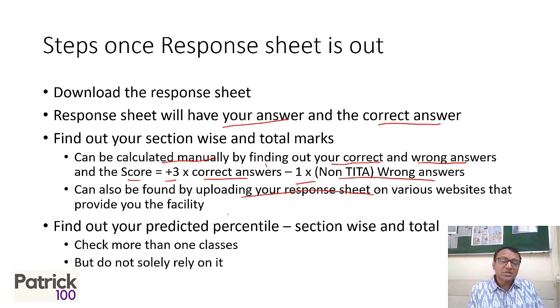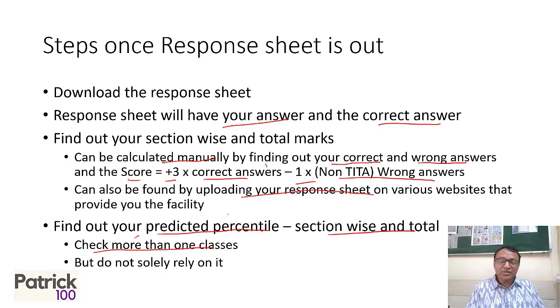Now, once you get your marks, find out the predicted percentile. Remember, this is just the predicted percentile, not the actual percentile, because the actual percentile will come only in January. This is what different classes predict based on marks from different sources. They collate the marks and then tell you. It will be both section wise and total, because section wise is important to check the sectional cutoffs. Check more than one class because it's all predicted. Each class will have an error in terms of the percentile they give, so don't take it as complete that this is the percentile I will get.